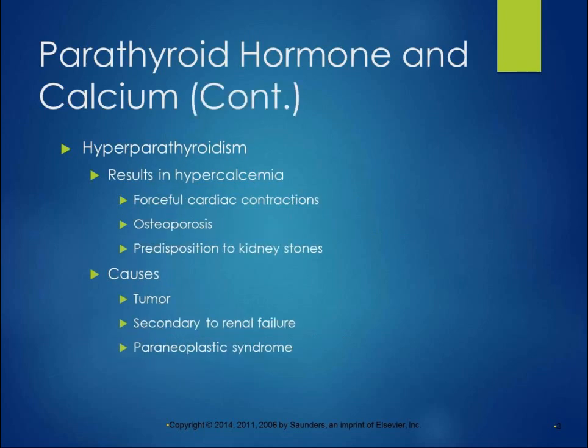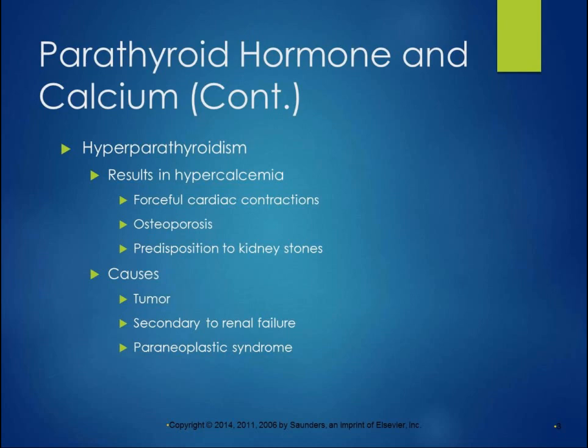So hyperparathyroidism, the opposite, results in hypercalcemia, which causes forceful cardiac contractions, potentially osteoporosis, and predisposition to kidney stones, and sometimes stones in other organs as well. Hyperparathyroidism can also be caused by a tumor. So the hypo is caused by the tumor that is killing tissues around it and not enough hormones getting produced. Usually the hyper is caused by a tumor that's producing excess amounts of the hormone.